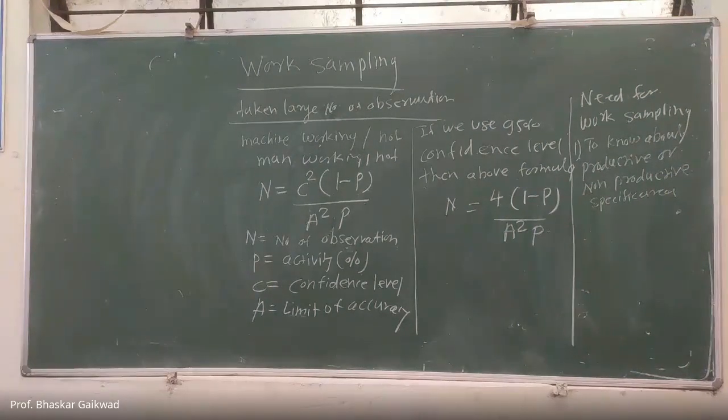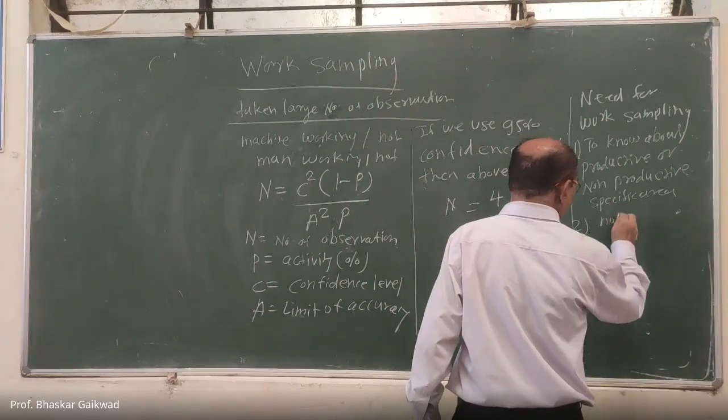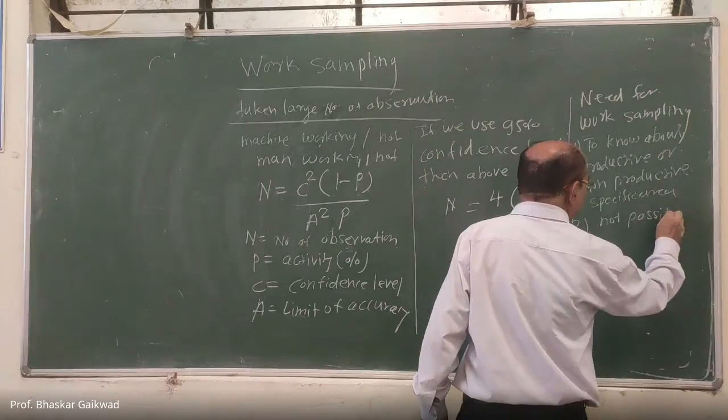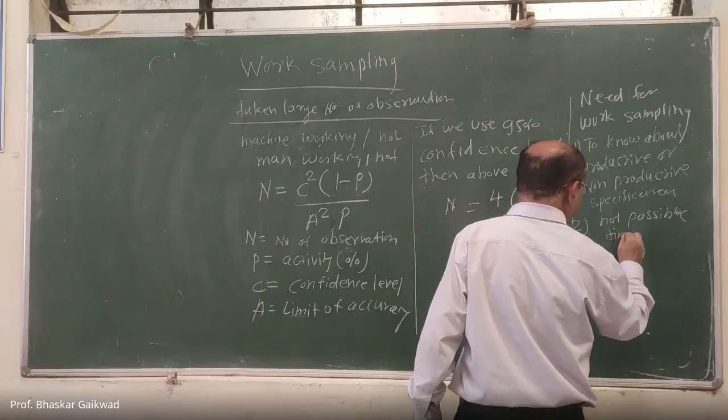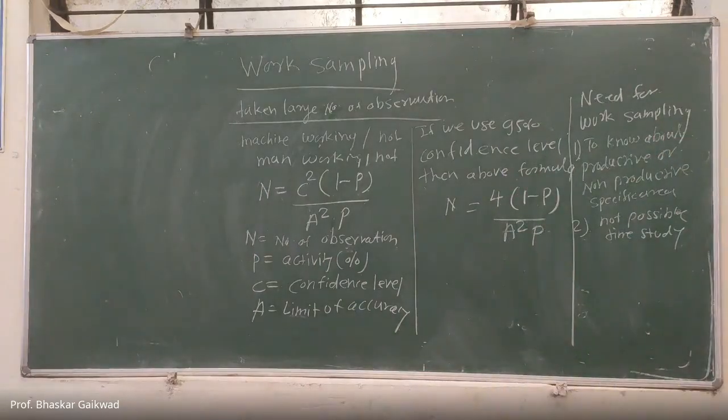Then next, the need for work sampling where time study is not possible. In time study, we have seen that we require a stopwatch, correct? There are two types of stopwatch: flyback and cumulative stopwatch, and digital stopwatch. With the help of this, we can measure the work.